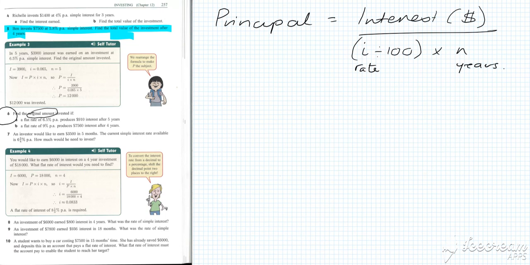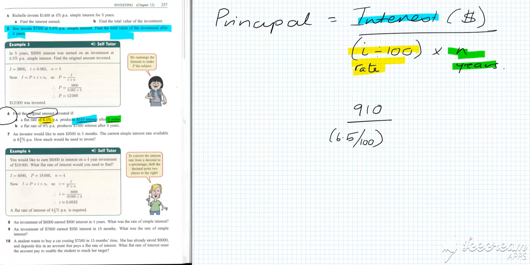So if we look at question 6a, we can see we have $910 interest, 5 years, and 6.5%. So I'm going to fill in the blanks as we go along. So I've been given $910 interest. I have been able to earn this with an interest rate of 6.5%. So that's going down here. Now it's important that we remember that we're putting that over 100. And then the last thing we're doing is our N years of 5 years.